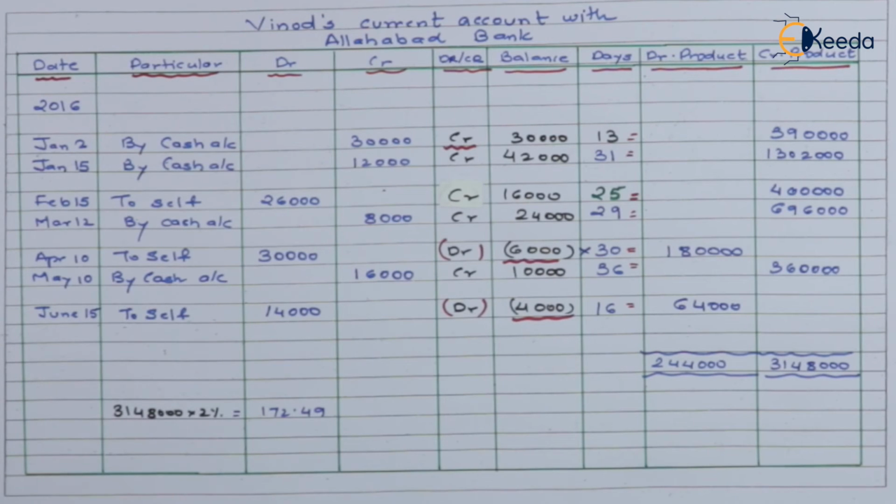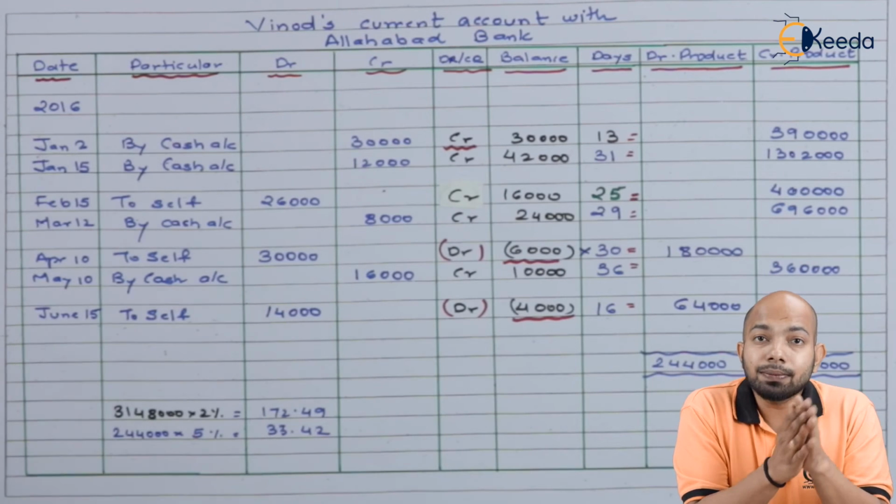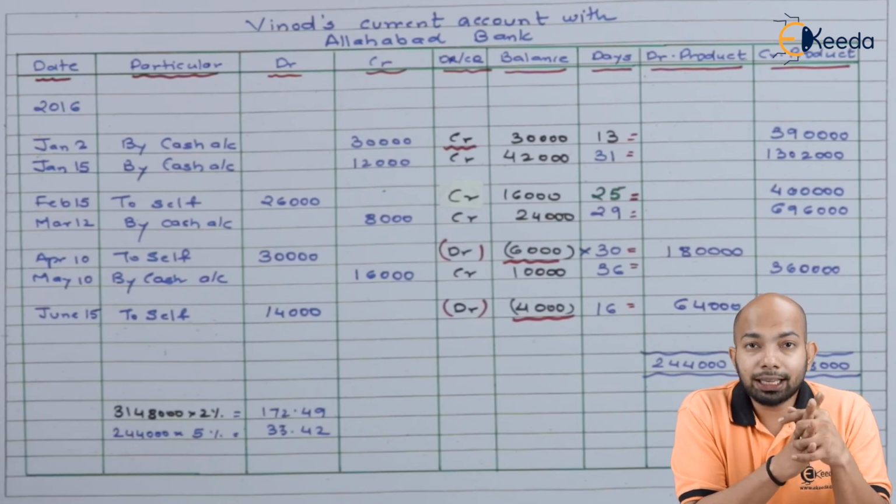Let's calculate it for debit now. 2,44,000 is the debit product total. If you multiply it by 5%, we'll get an interest of 12,200, which is for 12 months. Divided by 365, you'll have the total for 1 day, which is 33.42 rupees. That means the credit side is more than the debit side. Hence, the balance will be mentioned on the debit side here.